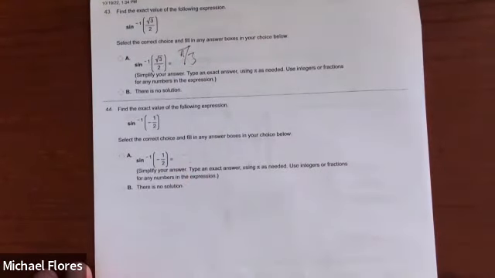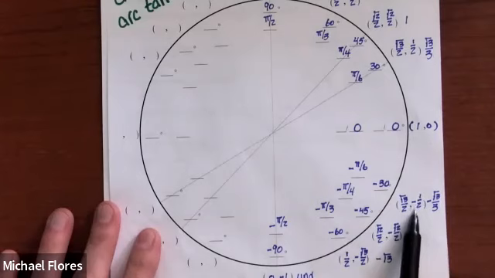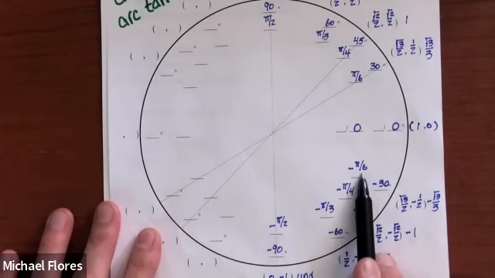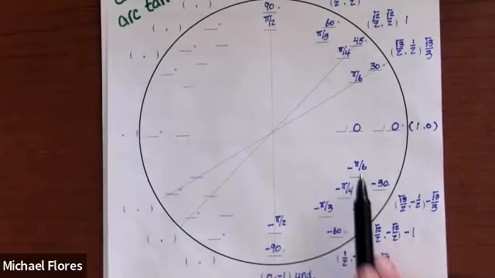Inverse sine of -1/2. So we need the arc sine cheat sheet once again. Where is our sine value -1/2? Right there. That's at, what was it again? Negative pi over 6. That's what I thought you said. Good job. Negative pi over 6 radians.